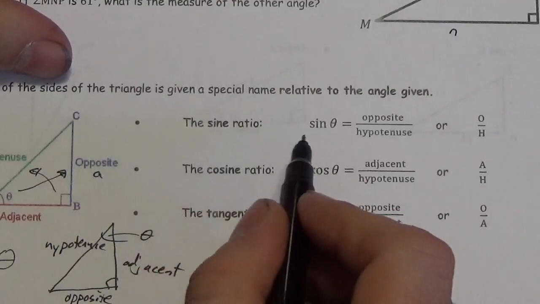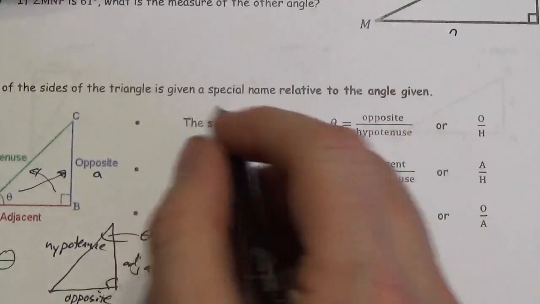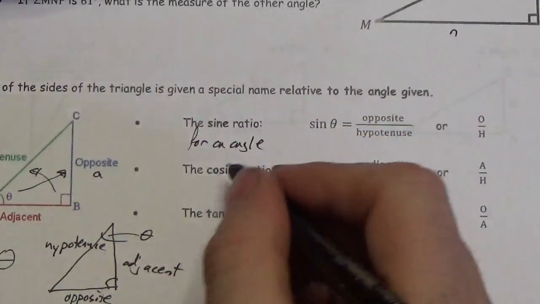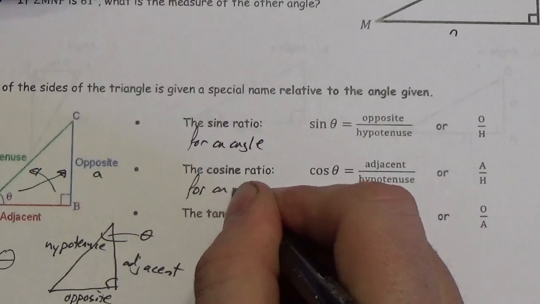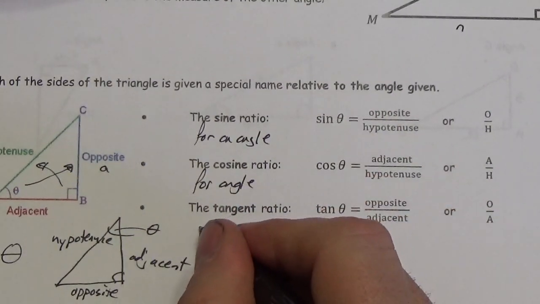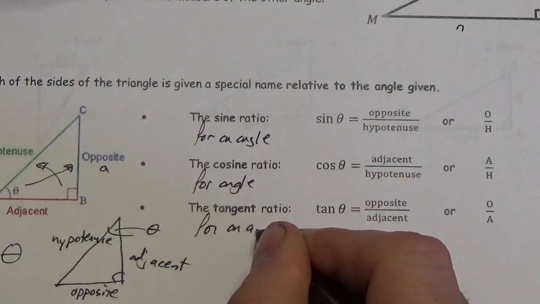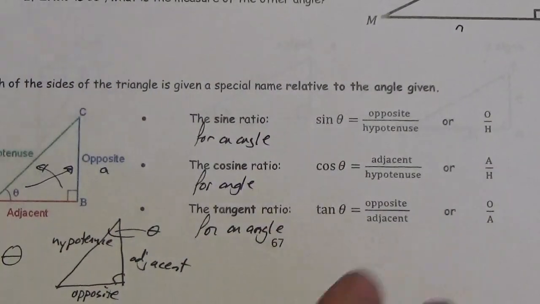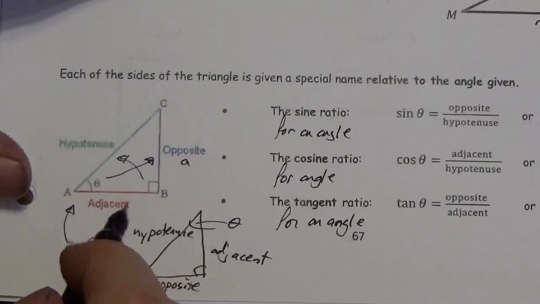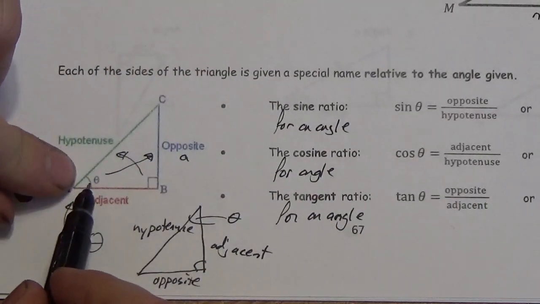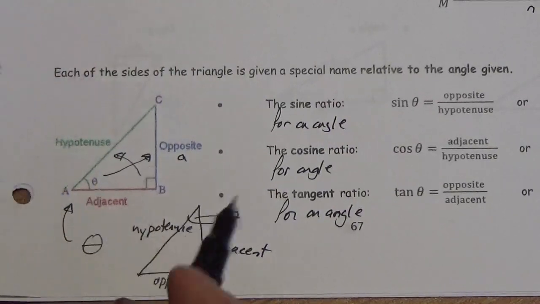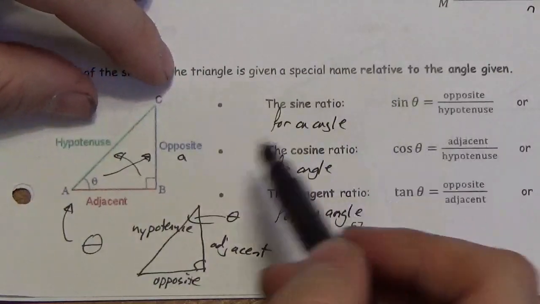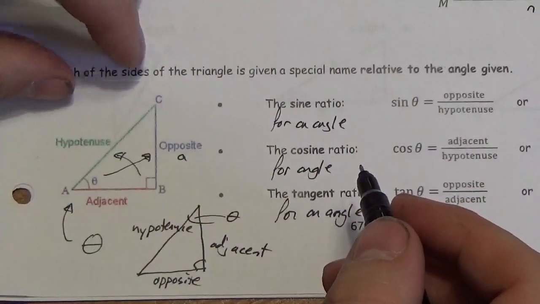We define the sine ratio of an angle. This will be the cosine ratio we call for an angle. This will be the tan ratio for an angle. Oops, I forgot the n in the middle here. Oh well. Anyway, you always need to refer to an angle here. So when I look at this angle right here and I ask for the sine ratio, it's going to be the length of the opposite side divided by the length of the hypotenuse.